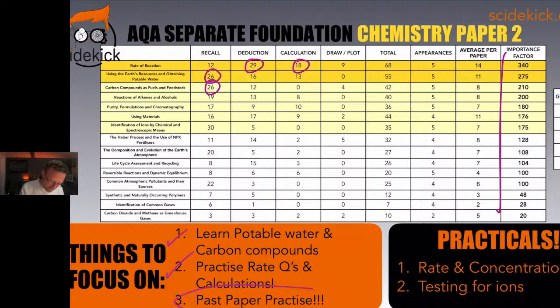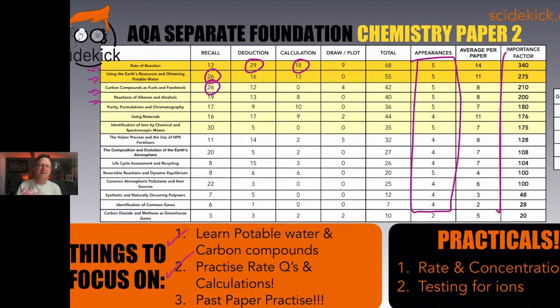Now, lastly, generic past paper practice. The reason I've put that in there is because, as I mentioned, all of these topics are in most of the time. It might only be a few marks for these ones, but they all add up. Of course, these top ones carry the most marks, but these ones down here are still going to help you obtain that top grade.